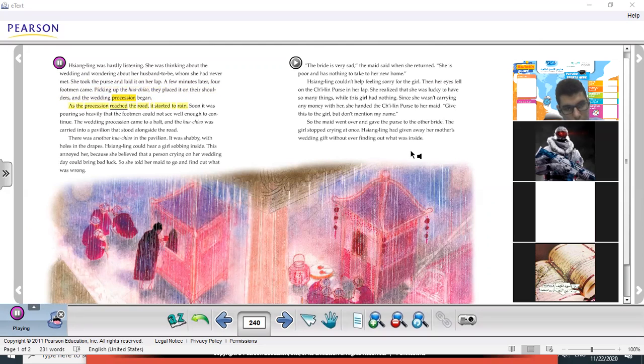As the procession reached the road, it started to rain. Soon it was pouring so heavily that the footmen could not see well enough to continue. The wedding procession came to a halt, and the Hao Chow was carried into a pavilion that stood alongside the road. There was another Hao Chow in the pavilion. It was shabby with holes in the drapes. Sang-Ling could hear a girl sobbing inside. This annoyed her because she believed that a person crying on her wedding day could bring bad luck.